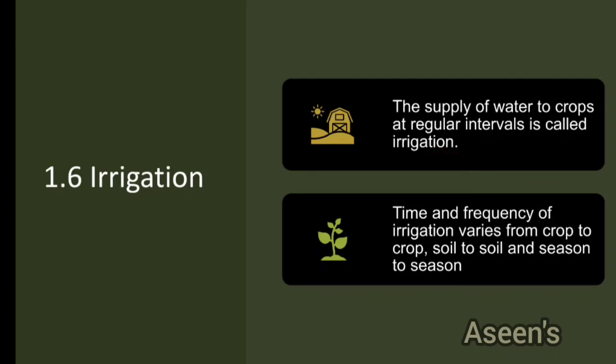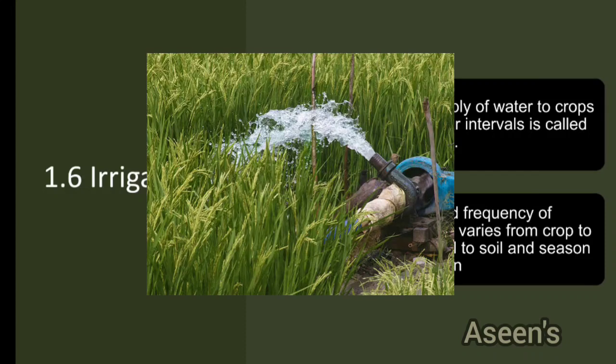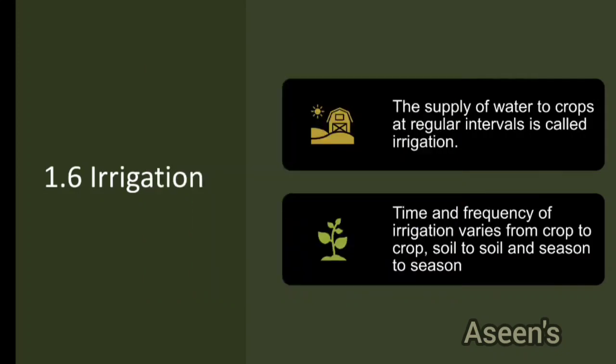Since crops are not large trees, compared to trees they are very much smaller, and hence they require water at regular intervals. Since it's a large field, you need to supply water to each and every crop standing in the field. So it takes a large amount of manpower or electric power, whichever method you are using. This supply of water to the crops is nothing but irrigation.